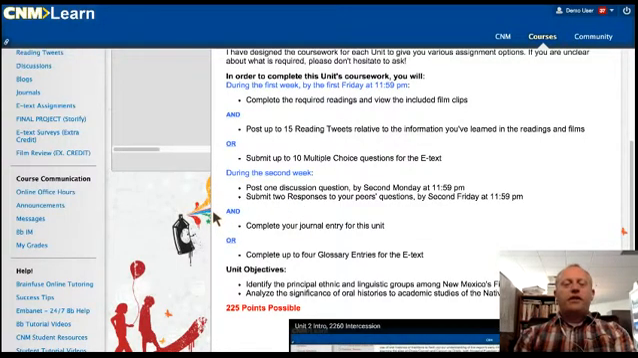Once you've done the discussion question, you'll want to move on and either complete a journal entry or complete up to 4 glossary entries for the e-text. And remember, if you're wondering what you have to do for those, you can come over here to journals or to the e-text assignments, and you'll find the requirements for the glossary entries.